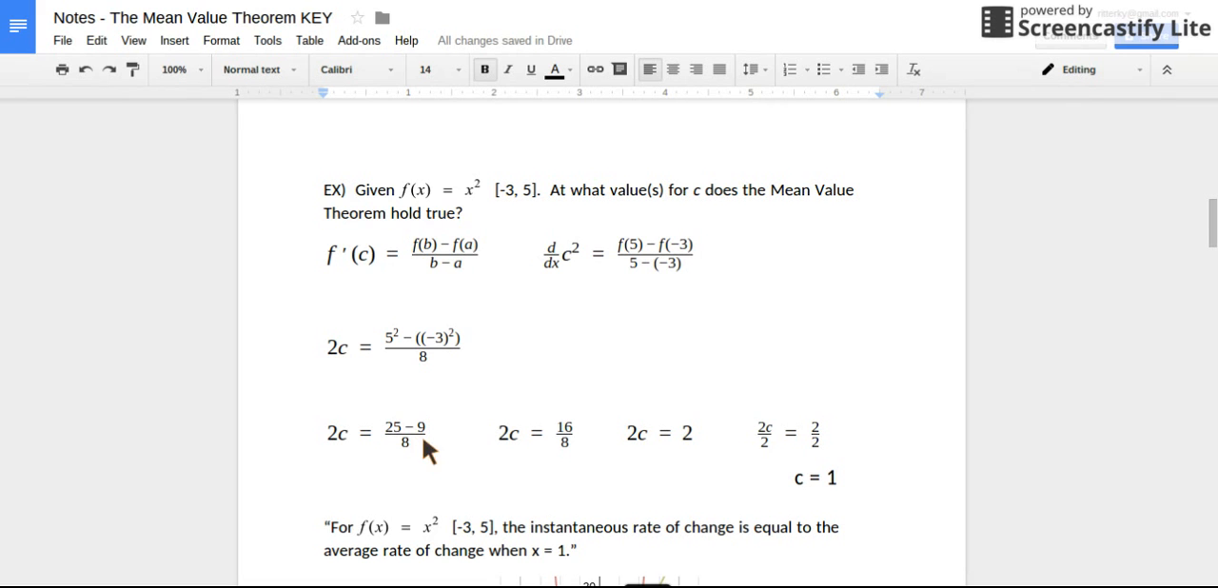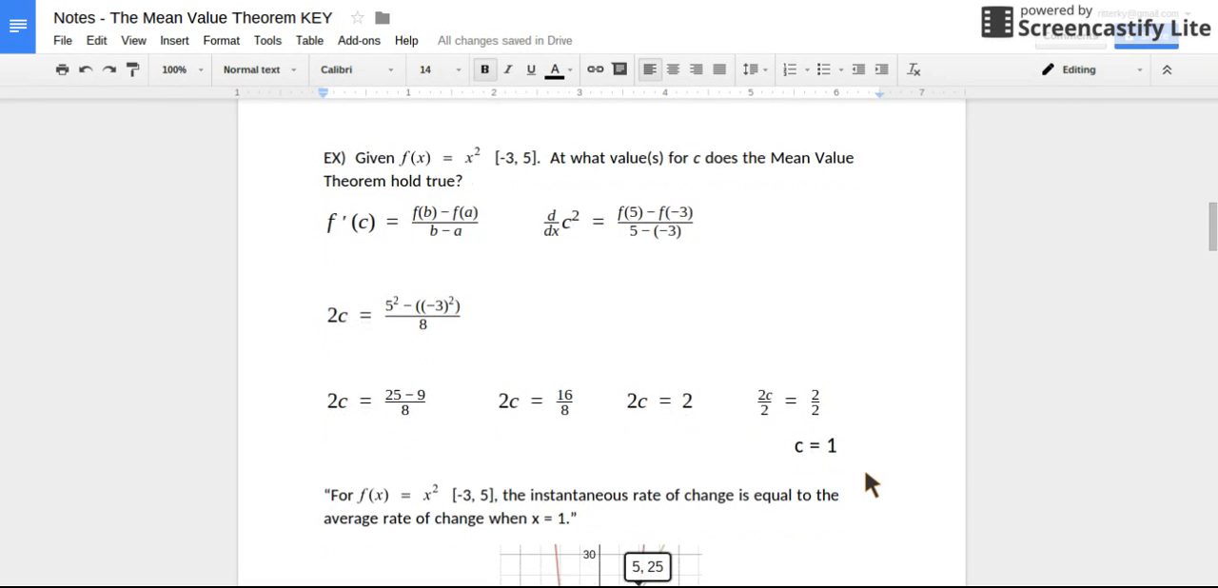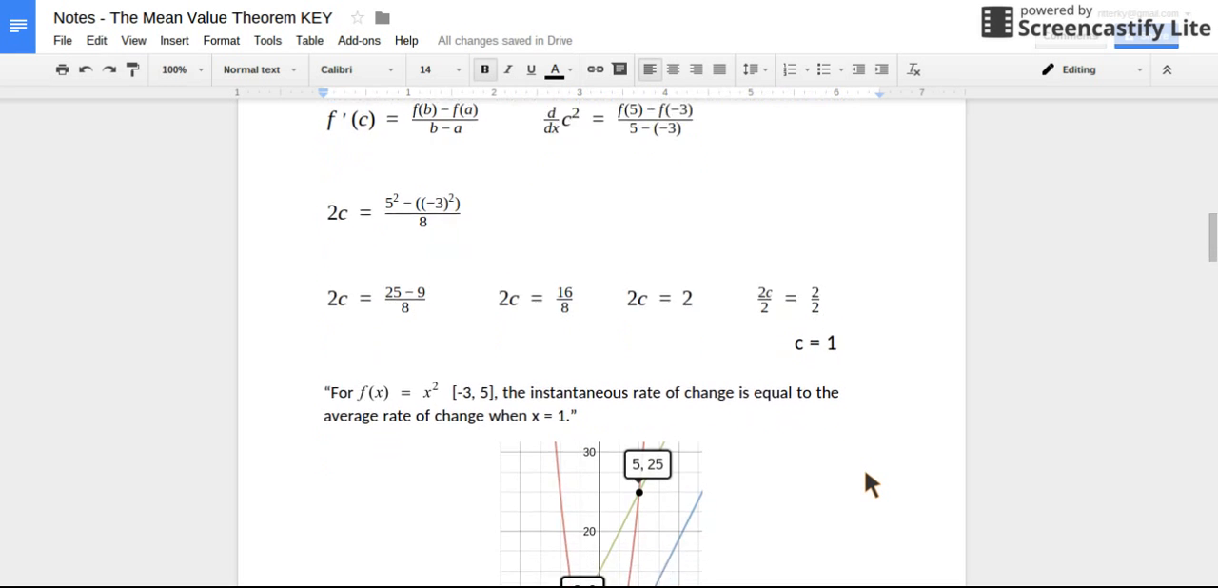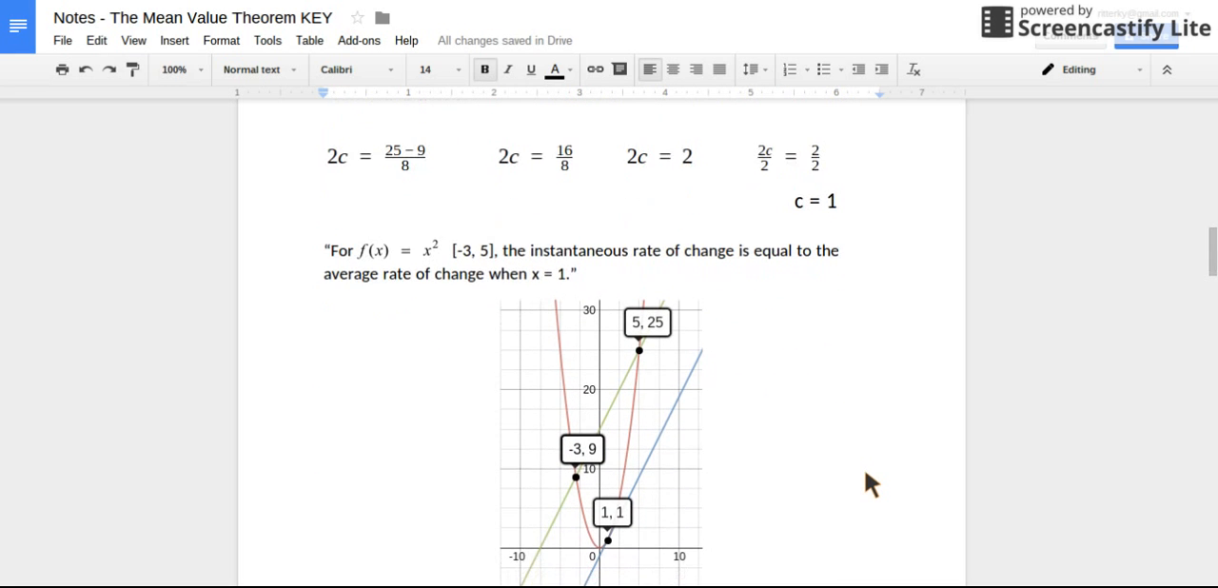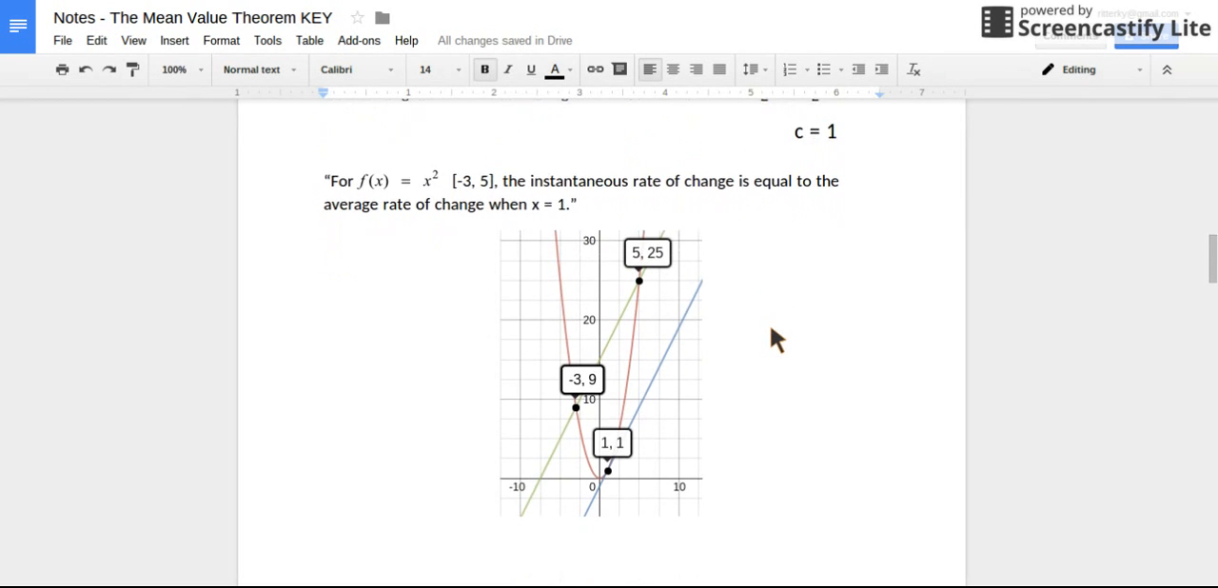So I could evaluate 25 minus 9, that's 16, and then do the quotient 16 divided by 8, which is 2, and then solve for c by dividing both sides by 2, and we find that that input is at 1. So let's talk about what that means. For our function f, which is x squared, on the interval between -3 and 5, the instantaneous rate of change, or slope of the tangent line, is equal to the average rate of change, or slope of the secant line, when x is 1. And then I can give you a little visual here.